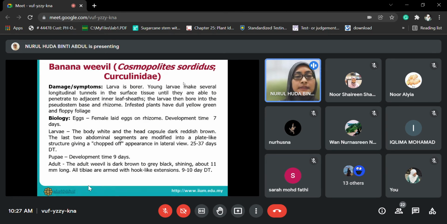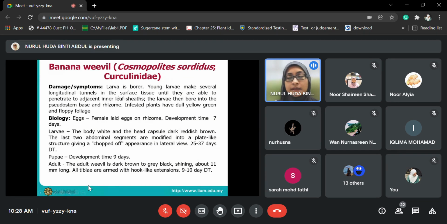So the damage and symptom: the larvae is a borer, so meaning that you can imagine dia boleh menggali masuk ke dalam trunk. Okay, the larvae make several longitudinal tunnels in the surface tissue until they are able to penetrate to the adjacent inner leaf shaft.